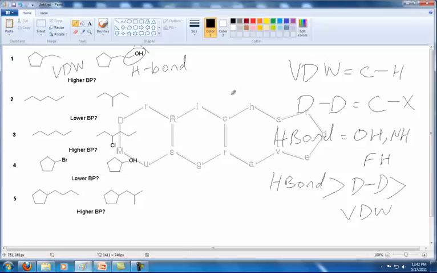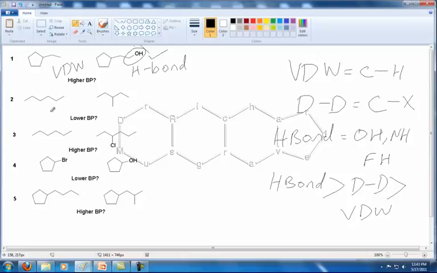Whenever we look at a compound, we're only interested in the strongest intermolecular force at work. And since hydrogen bonding is so much stronger than any of the other intermolecular forces, it's going to overwhelm any other intermolecular force that also might be at play in any molecule. So we can see from the first one that we've got van der Waals on the first, hydrogen bond on the second. The question is which one has the higher boiling point? Well, since this one has the strongest intermolecular force, this one's going to have the higher boiling point.